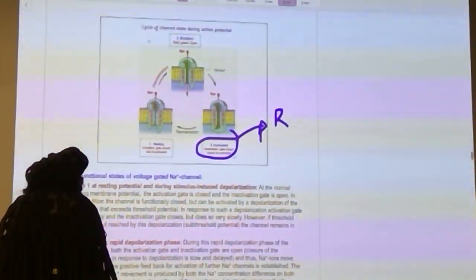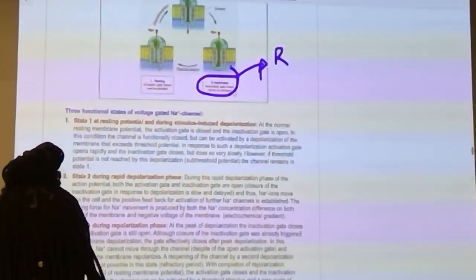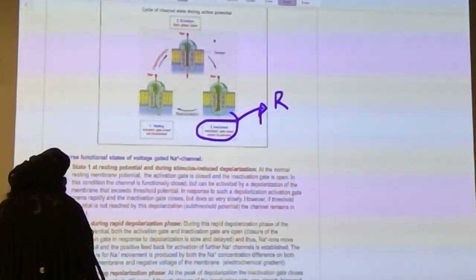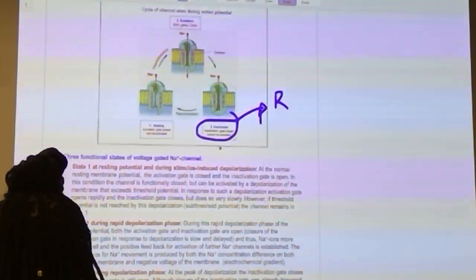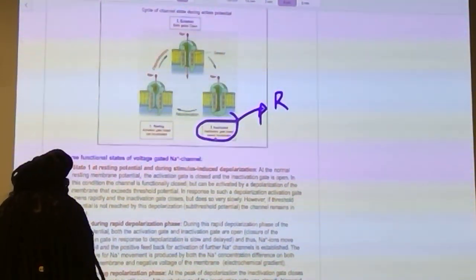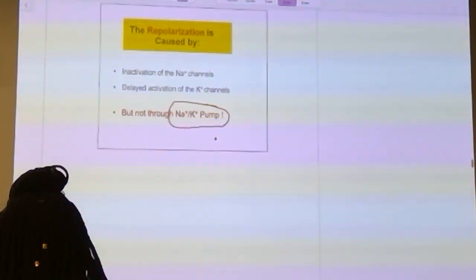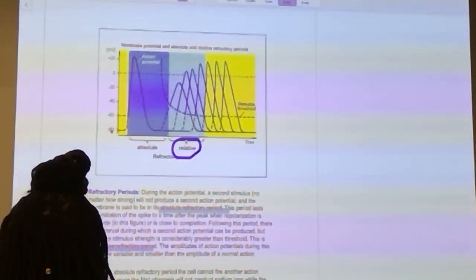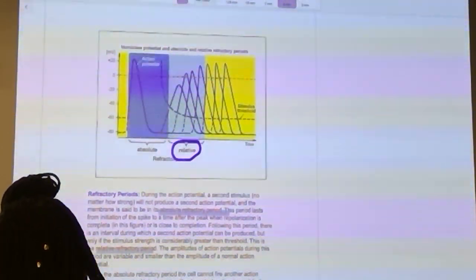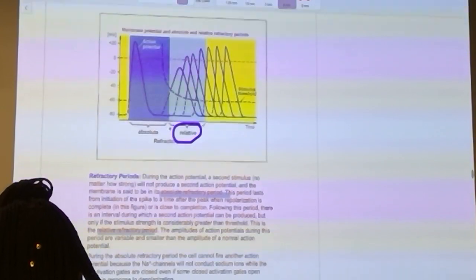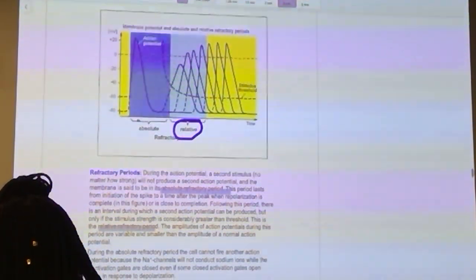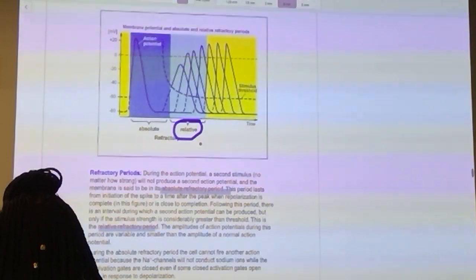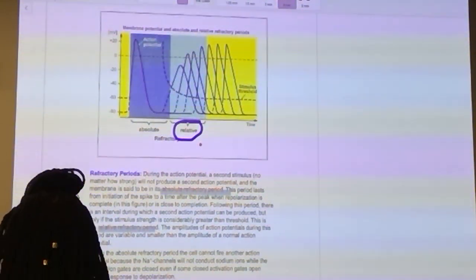And then for the states of the sodium, just know which one is in the absolute refractory period, and it's caused by the closure of the activation gates. Again, just know the difference between absolute and relative. Absolute, you can't make an action potential. Relative, you can make an action potential, but you need a higher stimulus.